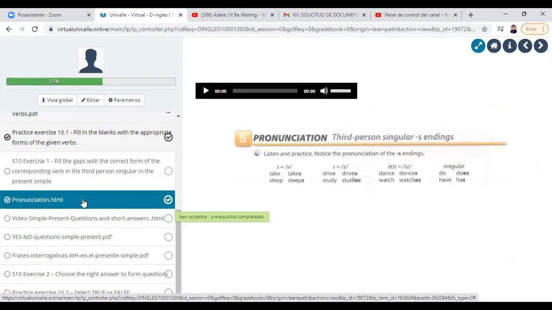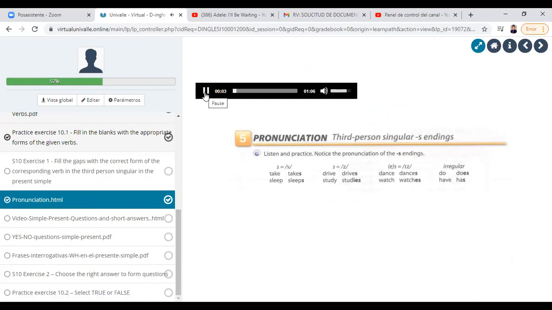Also, we're going to be working on pronunciation. Pronunciation of the third person singular S ending. Let's listen to the track. Take, takes, sleep, sleeps. Drive, drives, studies. Dance, dances, watch, watches. And then we're going to have irregular: do, does, have, has, okay?